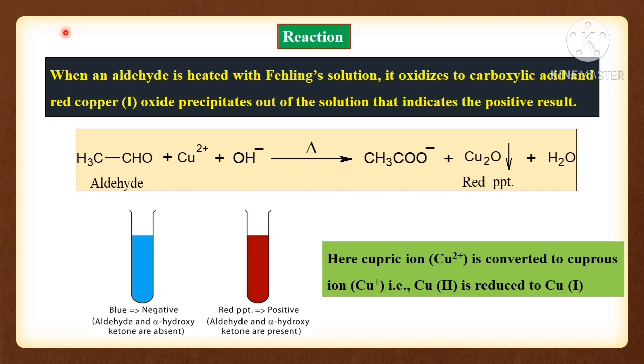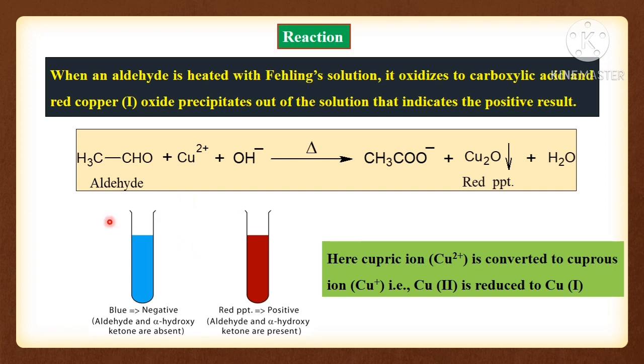Now let's move on to the main reaction of this reagent. When an aldehyde is heated with Fehling solution, it oxidizes to carboxylic acid and red copper oxide precipitates out of the solution that indicates the positive result. Here, this is the main reaction. This aldehyde molecule together with the cupric ion give rise to the carboxylic acid and red precipitate of copper oxide. Here, this is the reaction.